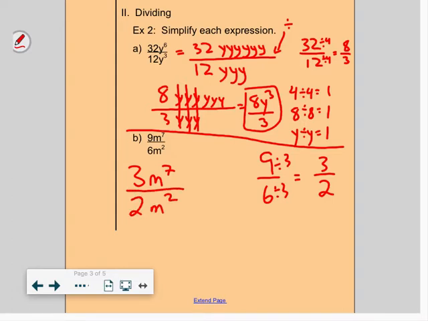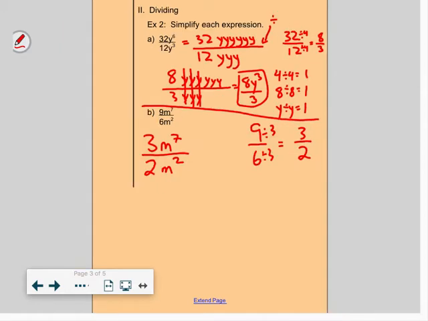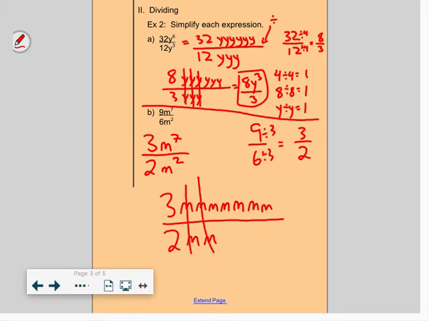Now, what you're going to notice here is that you have 7 m's up here. We can write this out right now, and that's perfectly fine, but there's going to be a certain number of m's that are going to cancel. The number of m's that cancel is going to be 2. So those 2 are going to cancel. That's going to leave you with 5 m's on the top over 2, and you're done.